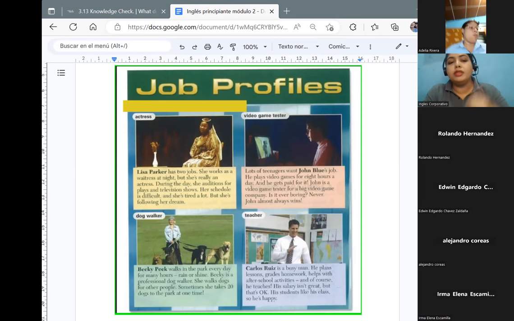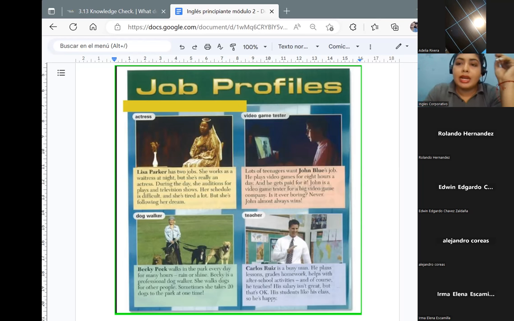She has two jobs. And at night, she is a waitress. But in reality, she is an actress. And she makes some auditions for plays and television shows. Así que Lisa es una mesera por las noches, pero en realidad ella es una actriz. Ella hace audiciones para obras de teatro y para la televisión.